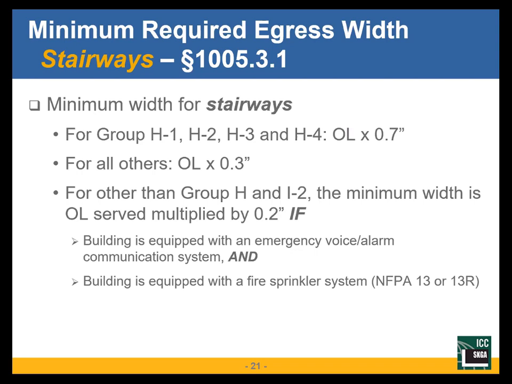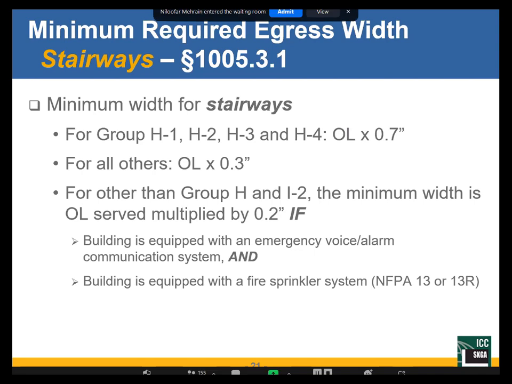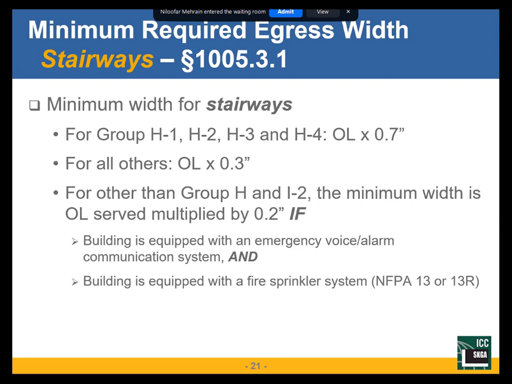So for group H, 1, 2, 3, and 4 occupancies, I take the occupant load I just calculated, multiply it times 0.7, and that will tell me how many inches of exit width I need. Total, not for each exit, but total. For other than those occupancies, I multiply it times 0.3.